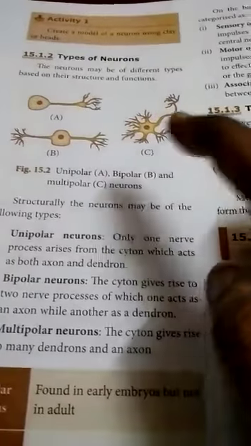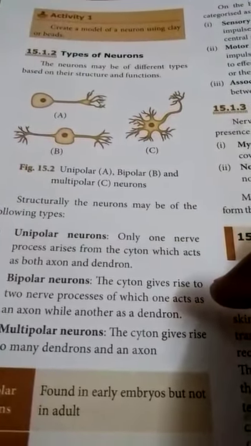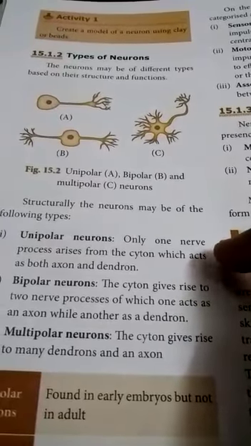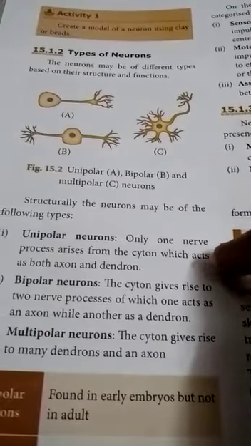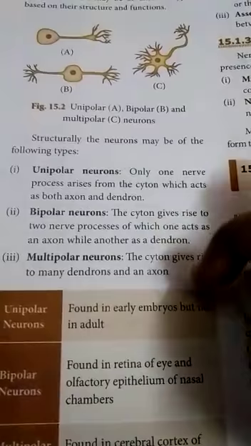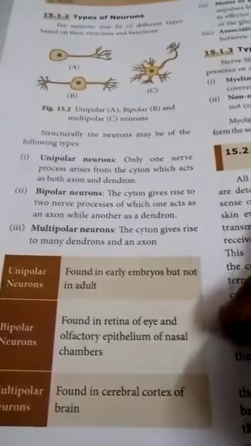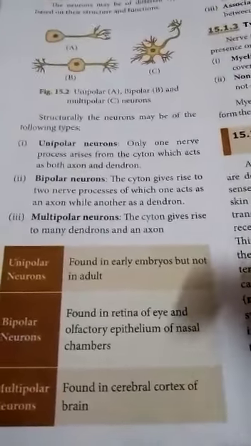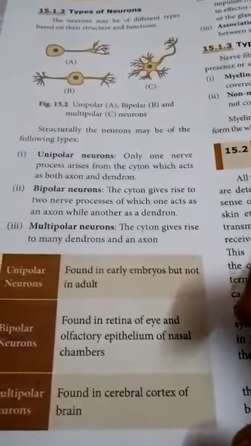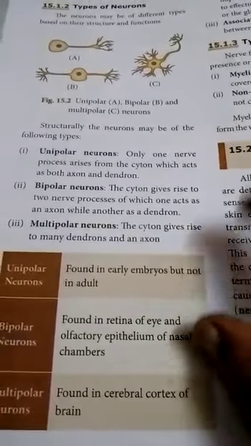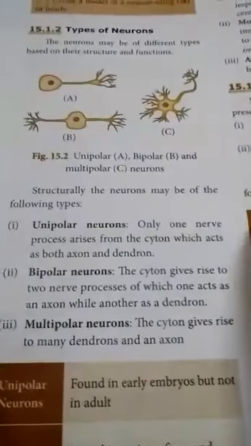The bipolar neuron is located here. The first, the unipolar neuron, is present in the embryo. The bipolar neuron is present in the eyes and the olfactory epithelium of the nasal chamber. Nasal chamber means the nose. Then the multipolar neuron is present in the cerebral cortex of the brain.